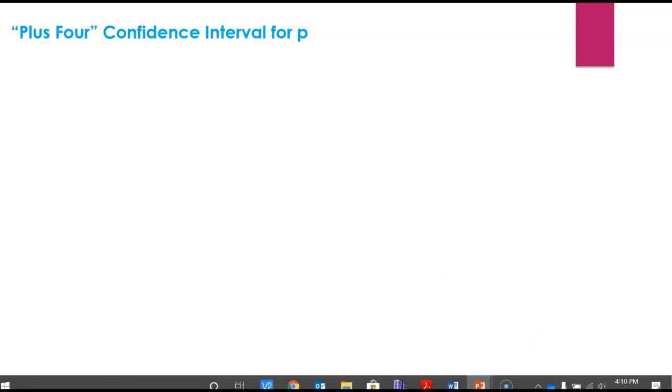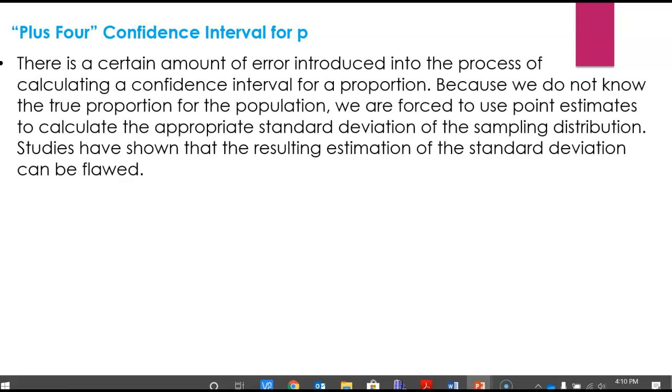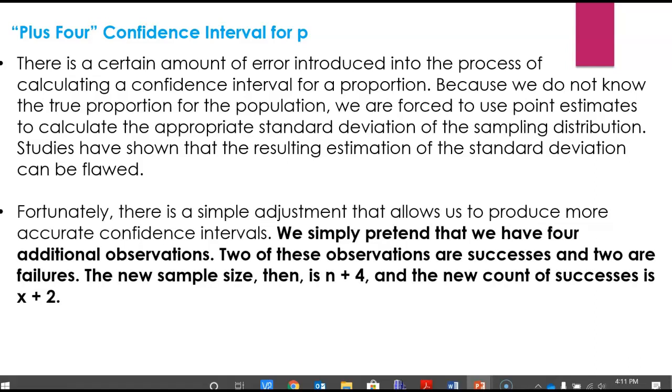One useful technique when we don't have enough information necessarily, or enough in our population, is to use the plus-4 confidence interval for p. There's a certain amount of error introduced in the process of calculating a confidence interval for a proportion. Because we do not know the true proportion for the population, we're forced to use point estimates to calculate the appropriate standard deviation of the sample distribution. Studies have shown that the resulting estimation of the standard deviation can be flawed. Fortunately, there's a simple adjustment that allows us to produce more accurate confidence intervals.